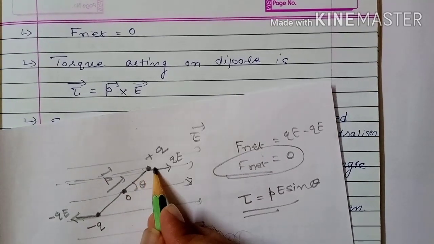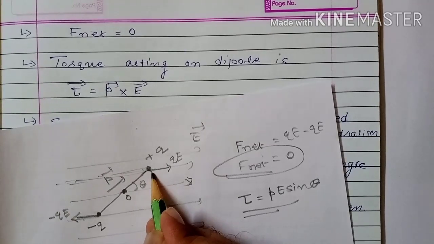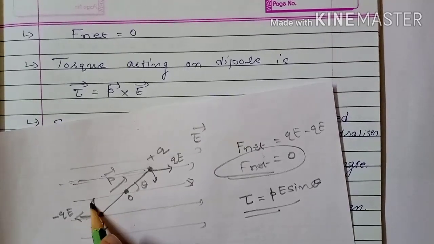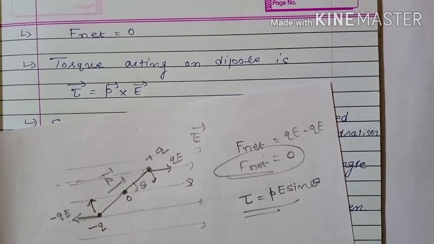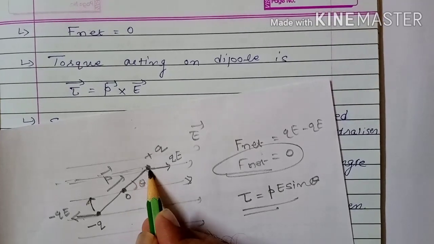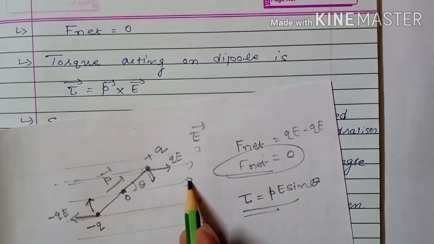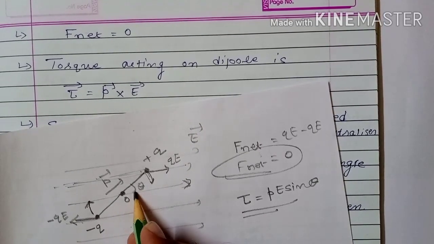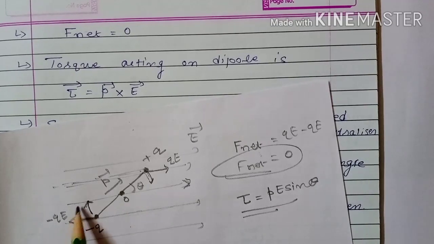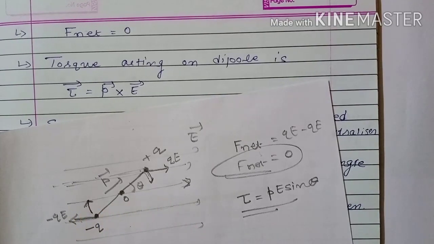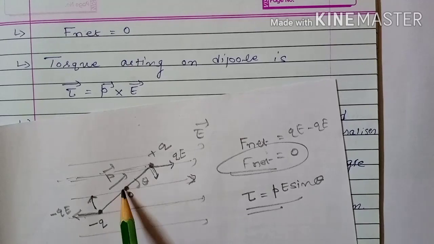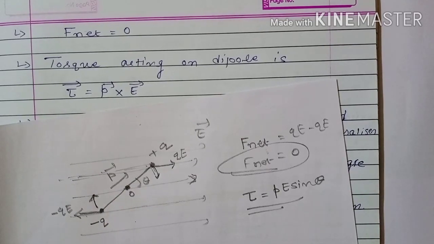Due to these two forces, the dipole will try to move in this direction, that is clockwise. So this dipole tries to align in the direction of the electric field. At one moment this theta will become 0 and the dipole will align in the direction of the electric field. When theta becomes 0, at that time no torque will act on the dipole, and that is called the equilibrium condition, stable equilibrium condition.